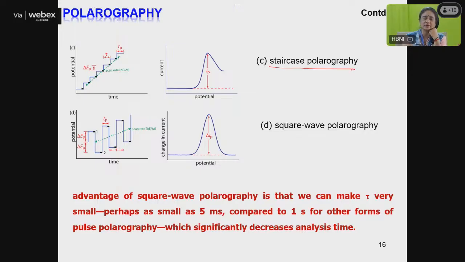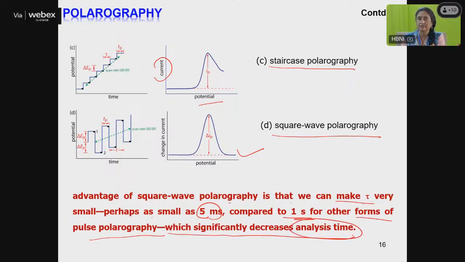Third one is staircase polarography, where your voltage will be like a staircase, slowly increasing. Here also it is current versus potential, and you will get this type of plot. And there is square wave polarography, where again the pulse will be increasing slowly so that the ramp will be there, and you will get this type of curve. The advantage of square wave polarography is that we can make the T very small, as small as 5 milliseconds, compared to 1 second for other forms of pulse polarography, which significantly decreases the analysis time. So this is the advantage of square wave polarography.